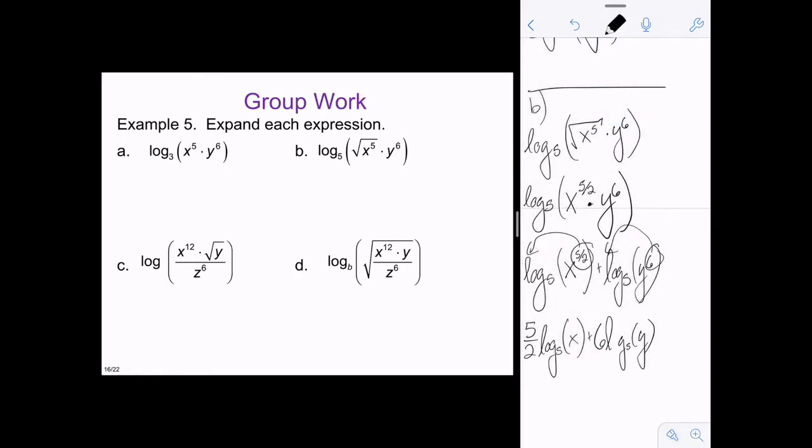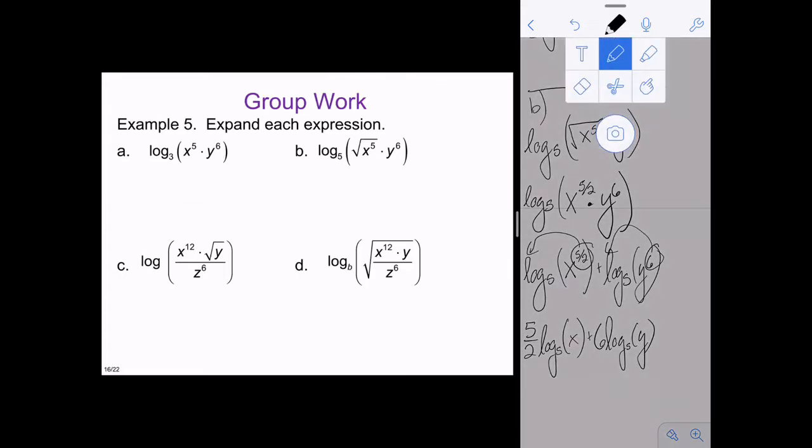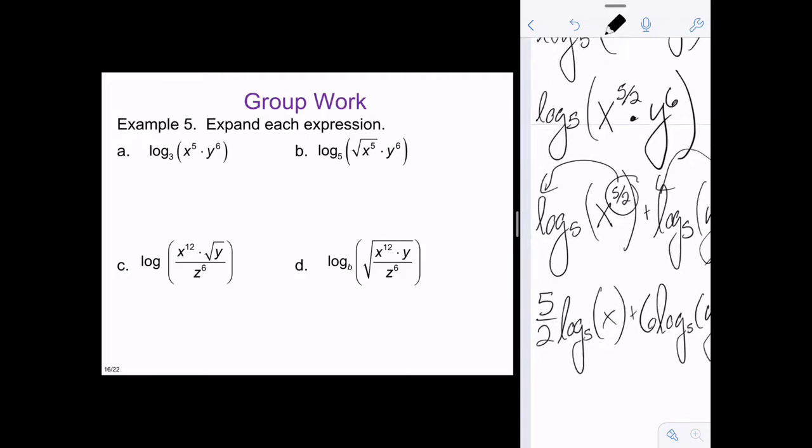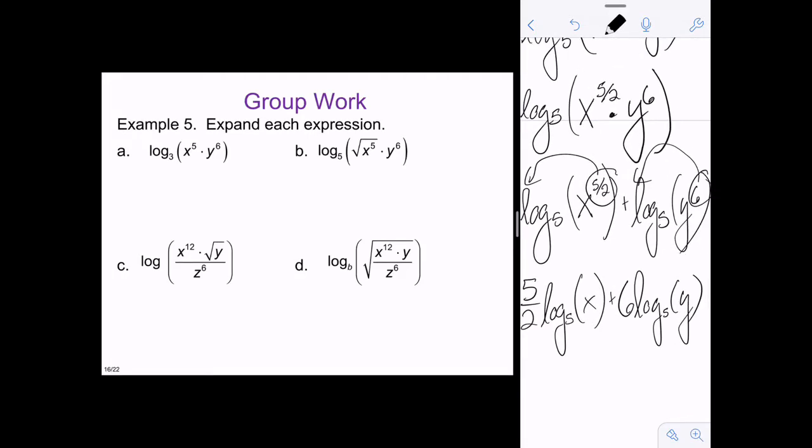Started writing log like it was a subscript. There we go. All right, and that's it, right? Inside of each log, I'm going to look. I don't have anything more than just a variable. And so this, writing right on the edge, this is my final answer.